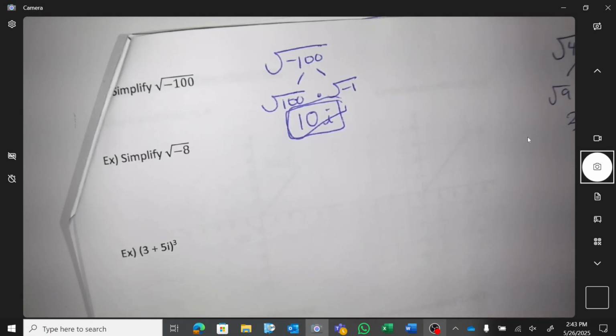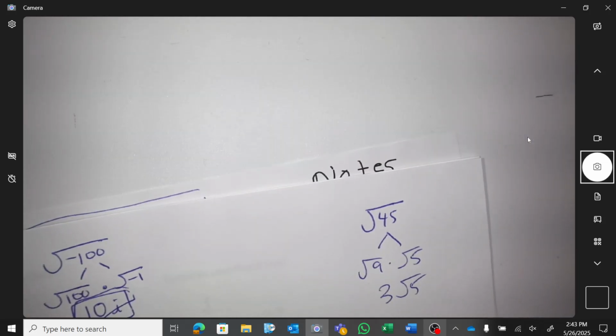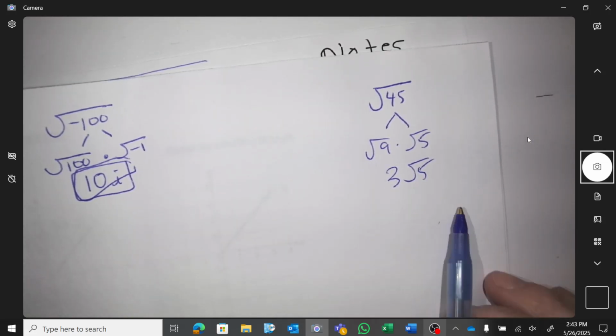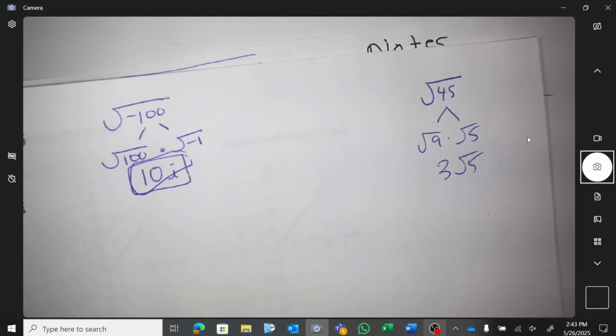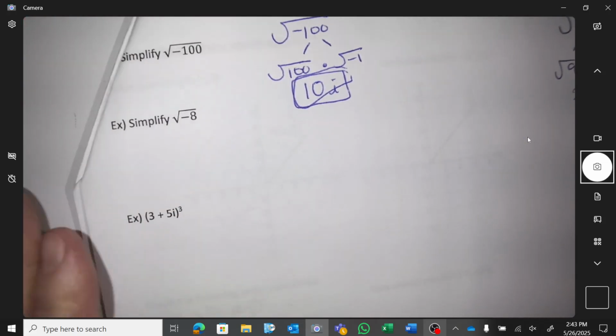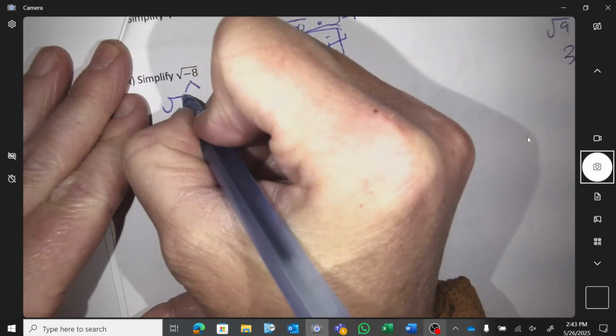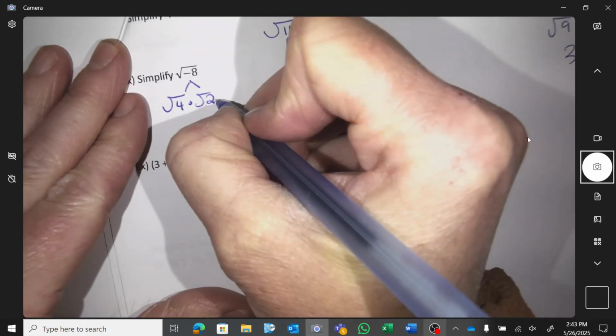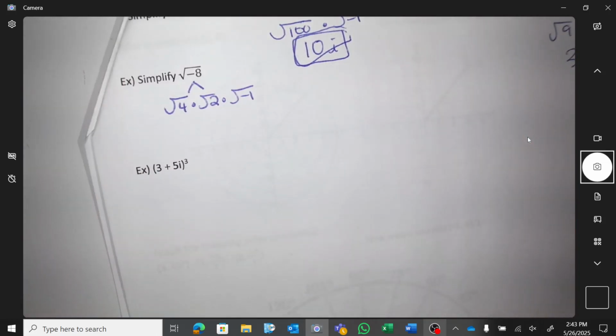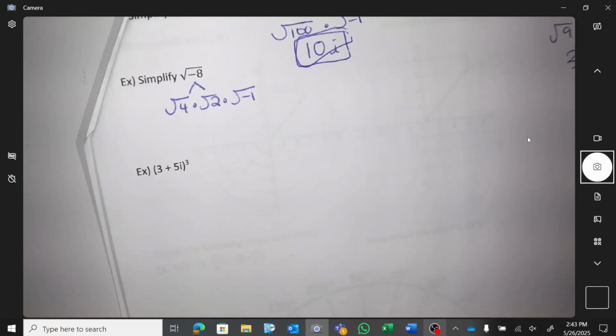Okay, but the next example doesn't work because the square root of 8 isn't perfect. But we know things. Is there a squareable number to break this down with? 4 and 2. So the root of 4, the root of 2, and the root of negative 1. That all together would be negative 8 inside there, right?